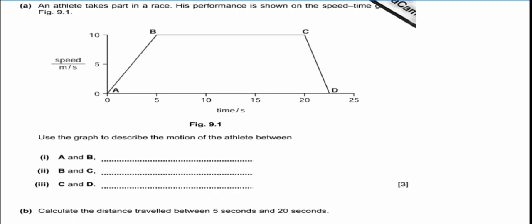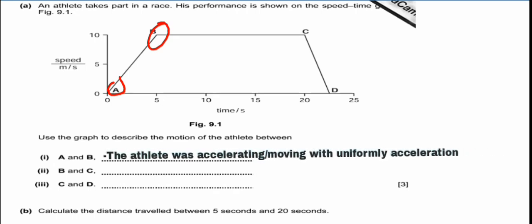Now the question is saying, use the graph to describe the motion of the athlete between Roman numeral number 1, A and B. What was happening from A up to B? So from A up to B, the athlete was accelerating. So we are going to say the athlete was moving with uniform acceleration, or the athlete was accelerating.